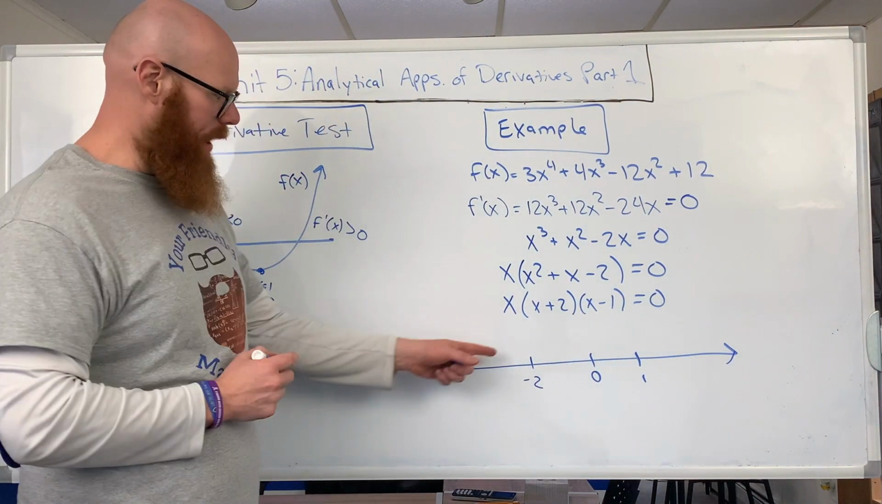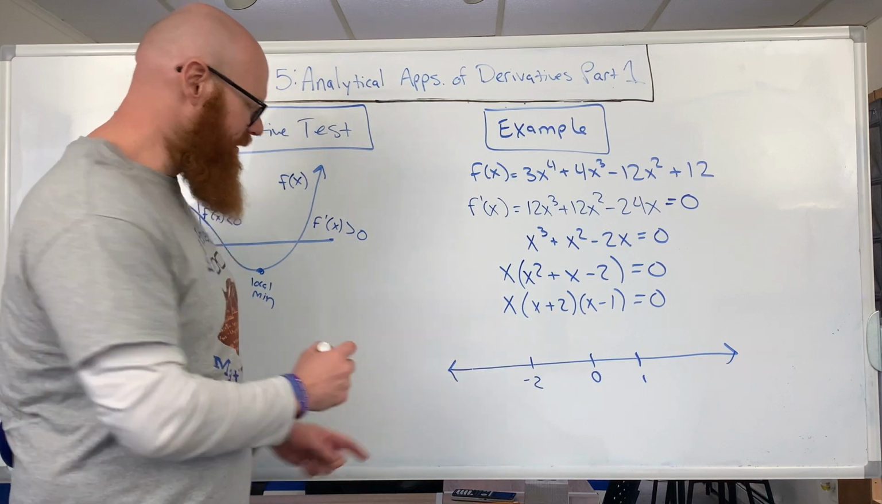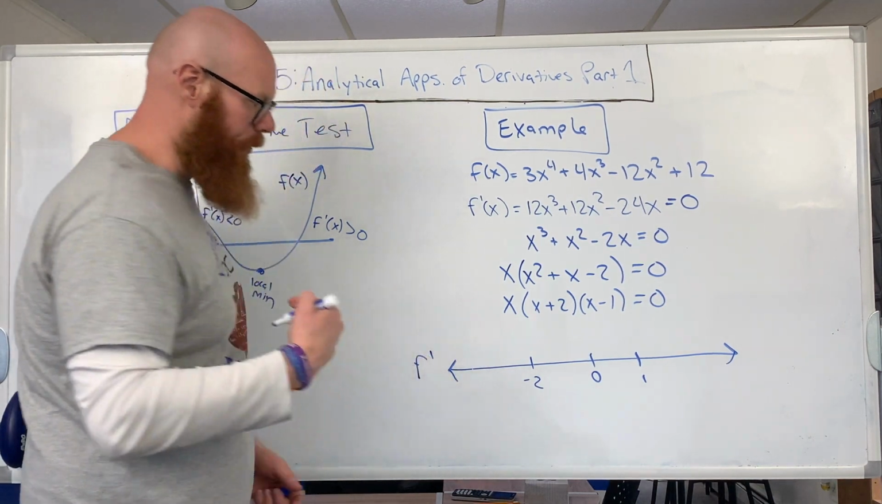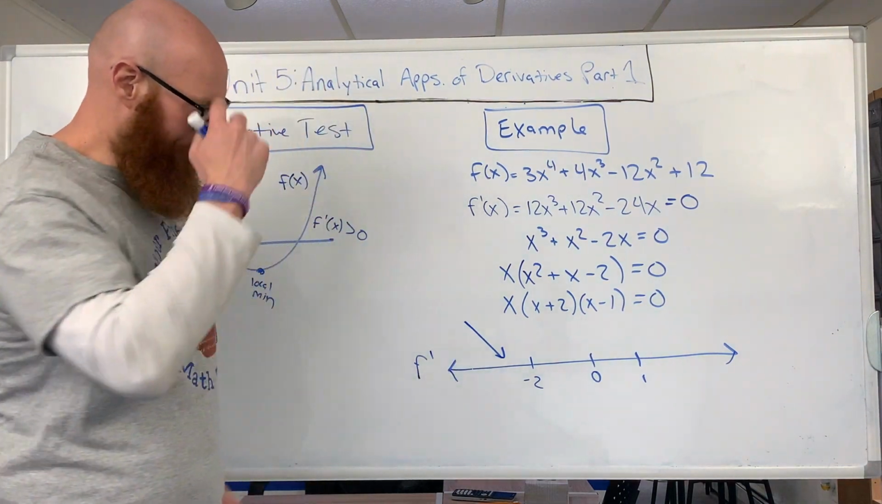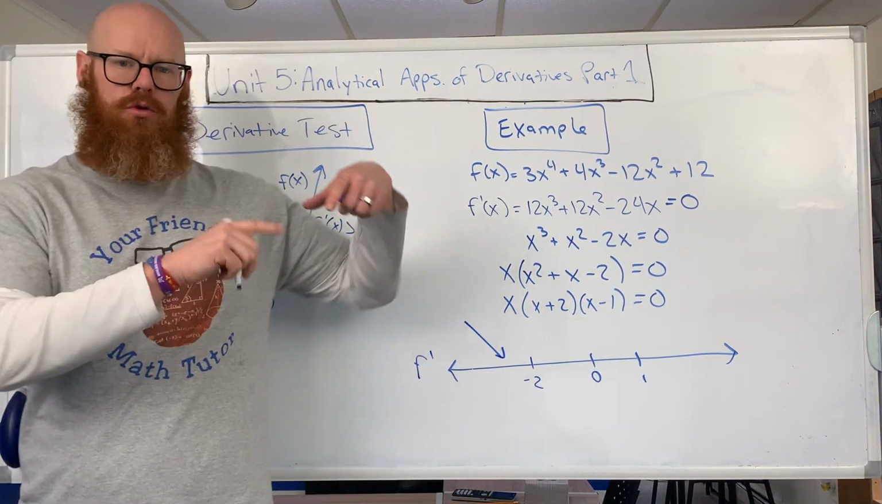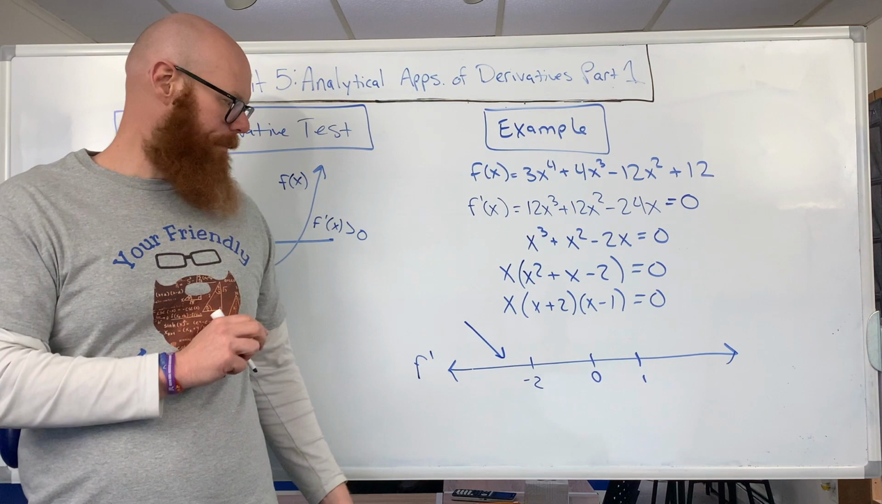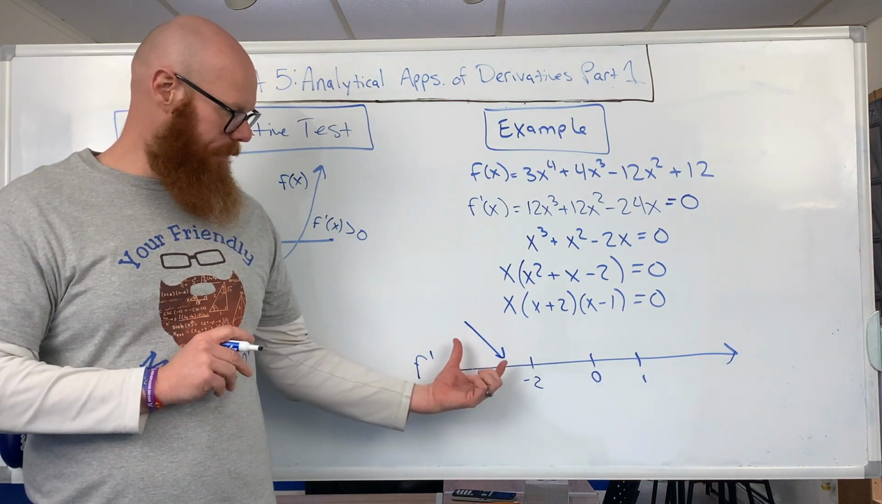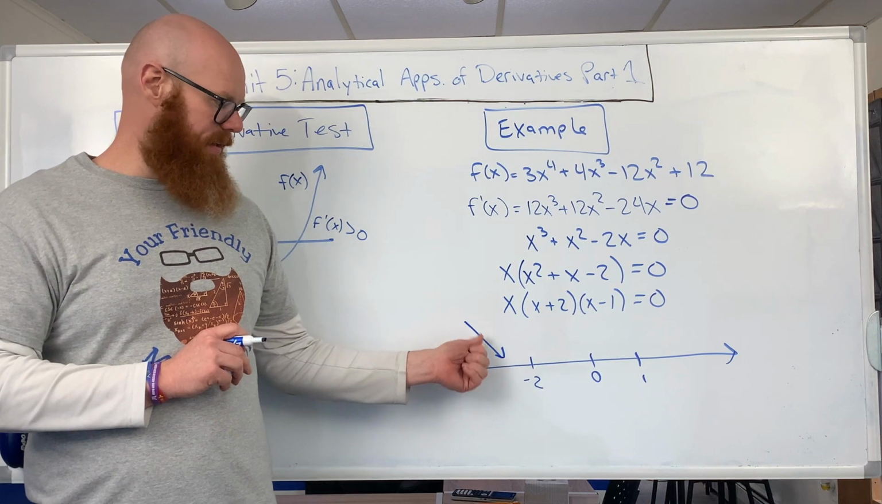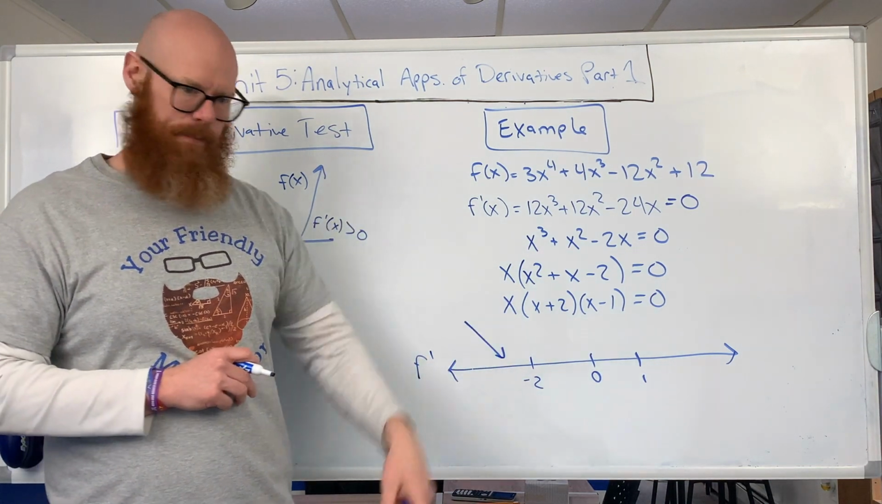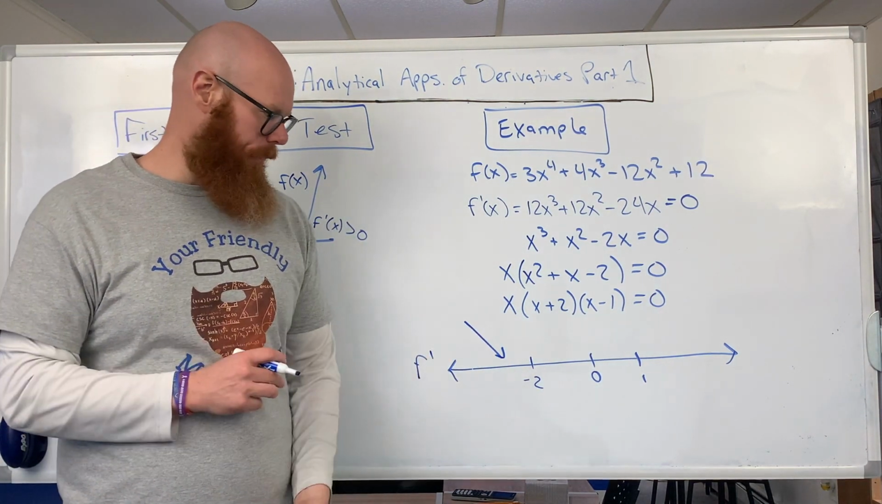So normally on a number line, I'd just put a negative. But since this is the first derivative number line, I personally like to draw a down arrow. It tells my brain when I look at it, especially when we do second derivative number lines in a little bit, that yes, it's negative, but what it's really telling me is that the original function is decreasing. So I like to see that. That's really helpful for me.